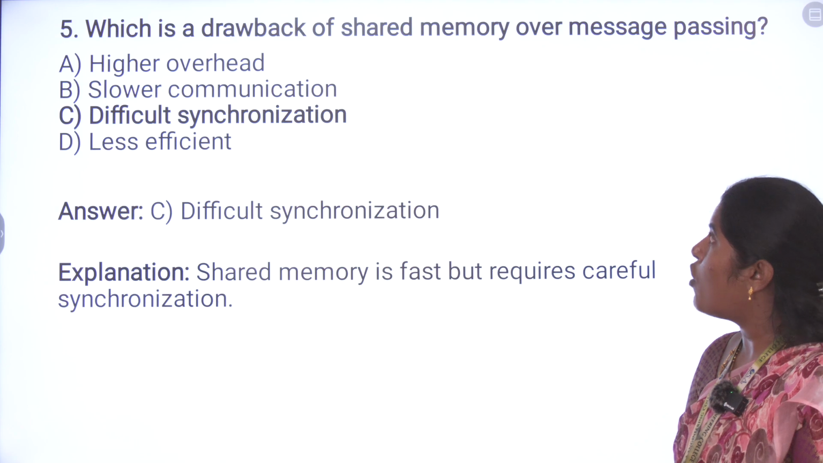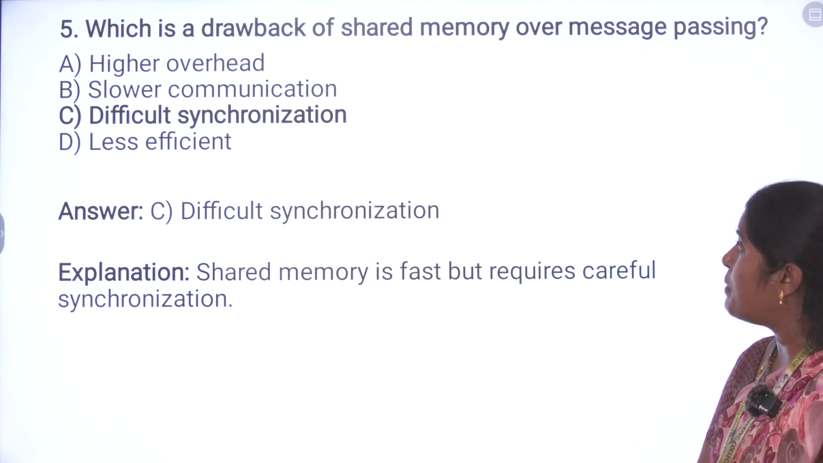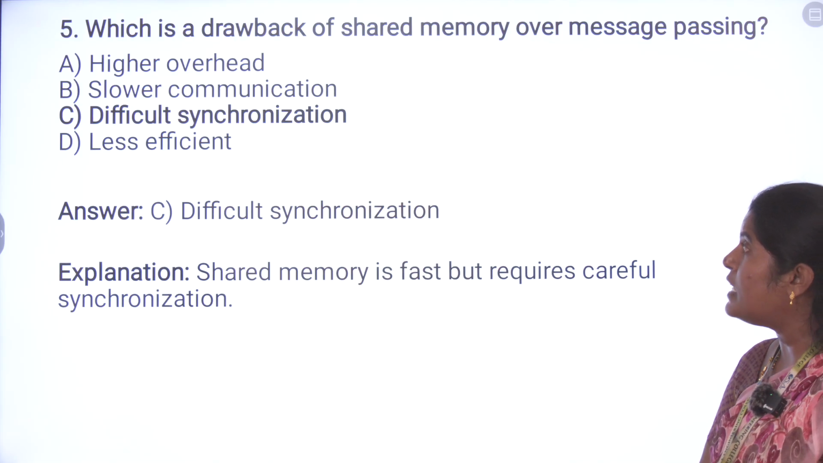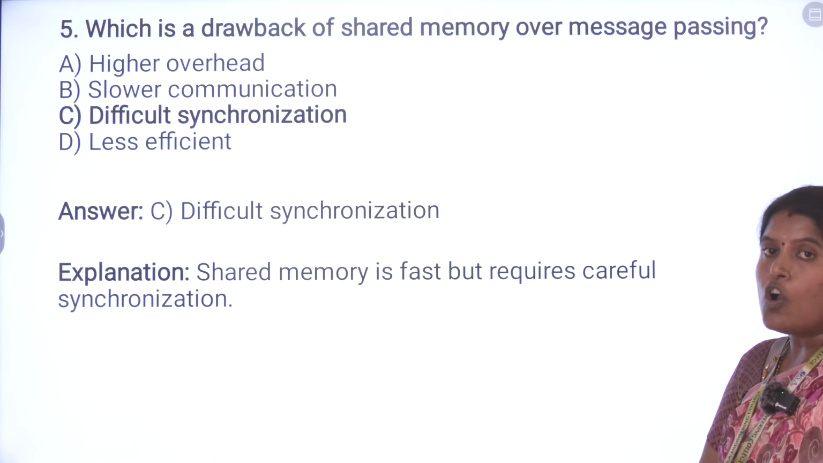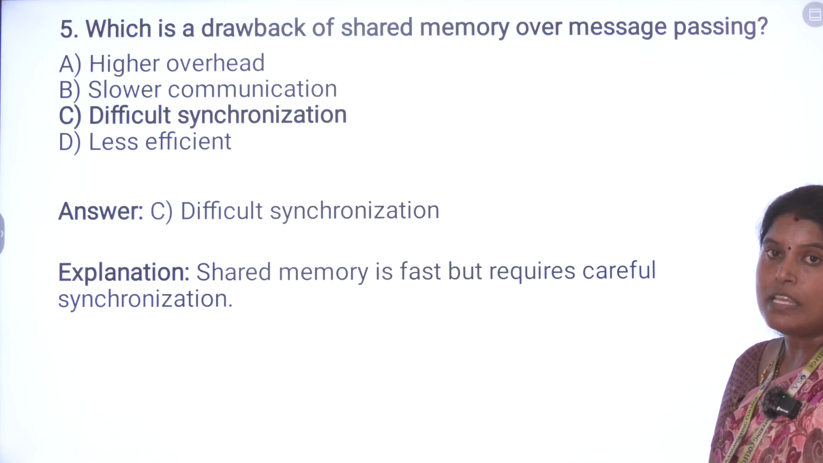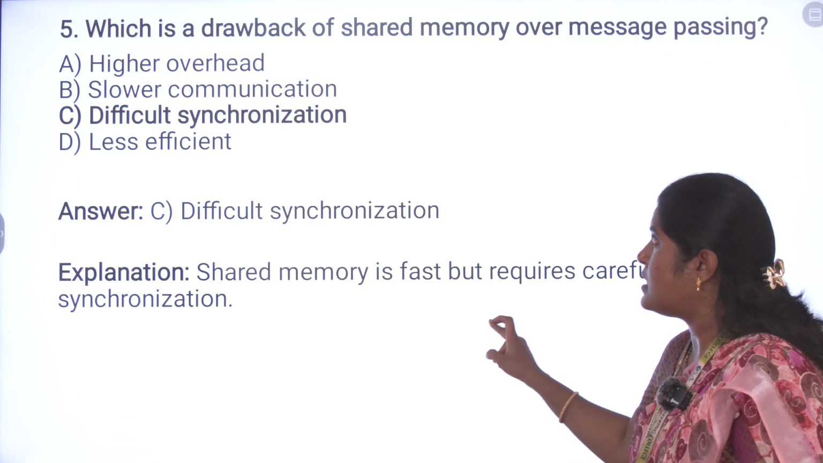Fifth question: which is a drawback of shared memory over message passing? The options given are higher overhead, slower communication, difficult synchronization, less efficient. And the answer is difficult synchronization, because shared memory is fast but it requires more careful synchronization methods.